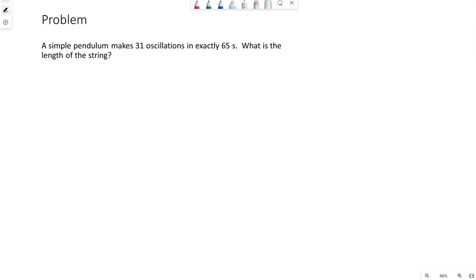We have a sample problem here. A simple pendulum makes 31 oscillations in exactly 65 seconds. What is the length of the string?